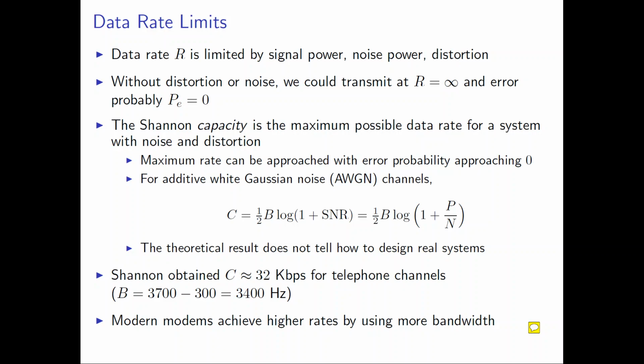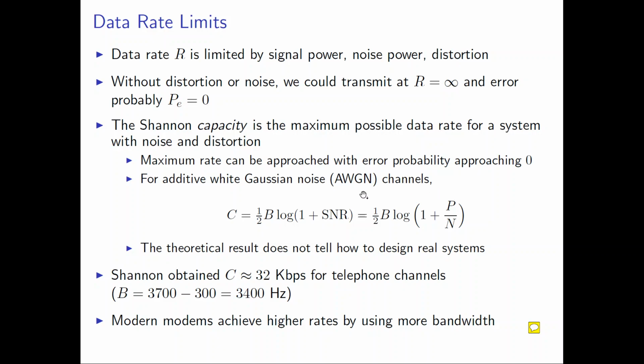So now you know, if your data rate is low, you know the reason. Either the bandwidth is low, or the noise is high, or the power is low. Basically, you need to increase the power, reduce the noise, and increase the B to get high data rates. The Shannon capacity is the maximum possible data rate for a system with noise and distortion. The maximum rate can be approached with error probability approaching 0. So basically, Shannon capacity is the maximum data rate you can achieve while having 0 error probability.